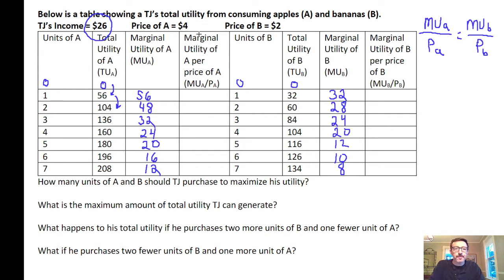All right. Now let's think about doing some shopping. If we had $26 to spend and we wanted to buy one thing, what would we buy? Well, it looks like apples would be the best thing to buy because that first apple would give us 56 points of utility. It's extremely satisfying. First banana would be nice, 32 points, but it's not as satisfying as the 56.